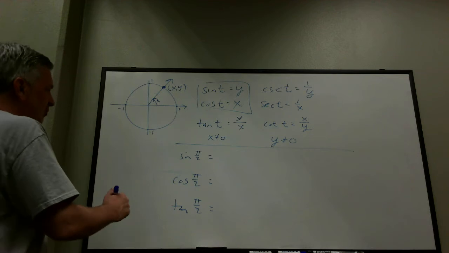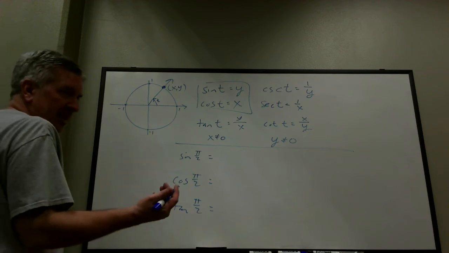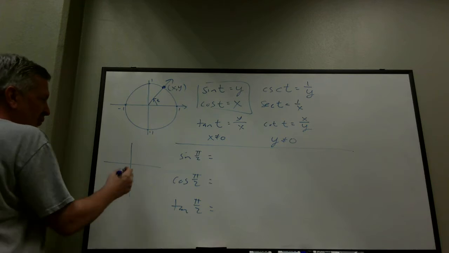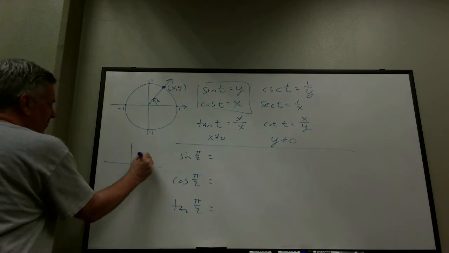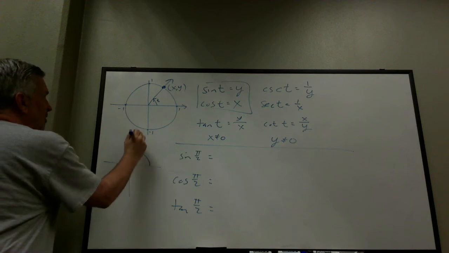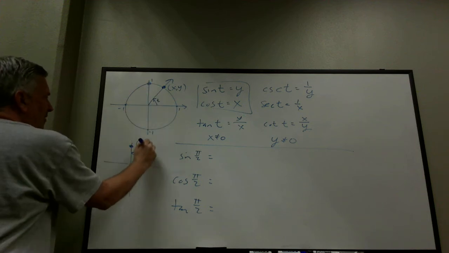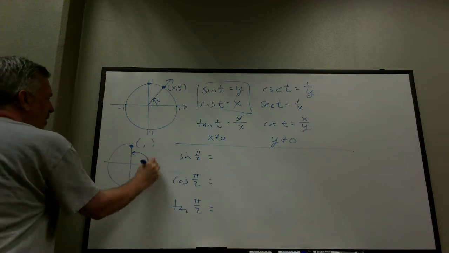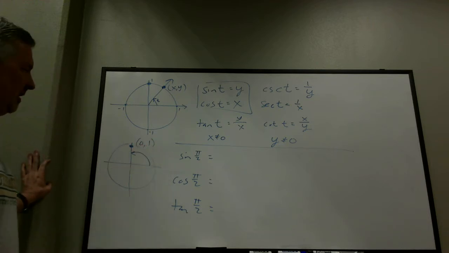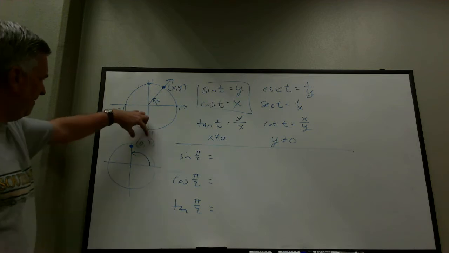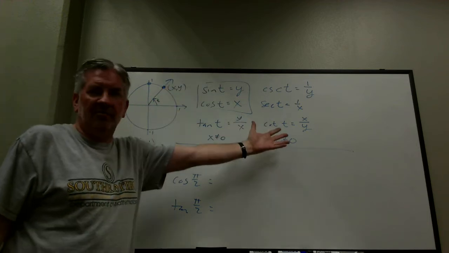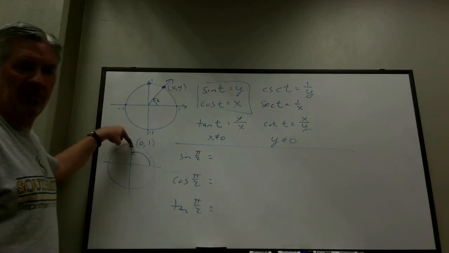Now where's pi over 2? We can do this in degrees or radians. Pi over 2, remember, is the same as 90 degrees. There's pi over 2. And what's the point on the unit circle at pi over 2? It's 1 unit away. That's (0, 1). Once you have the coordinates, there's your x and there's your y. It's plugging and chugging. All the work is figuring out the coordinates of that point.